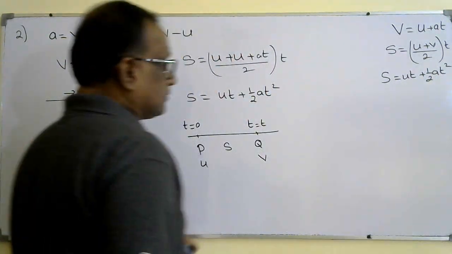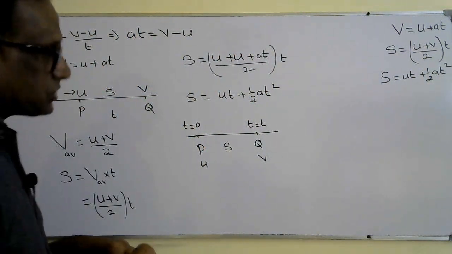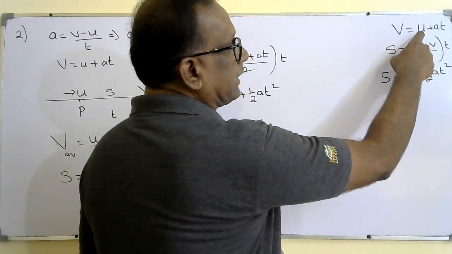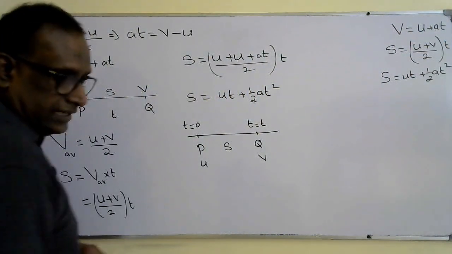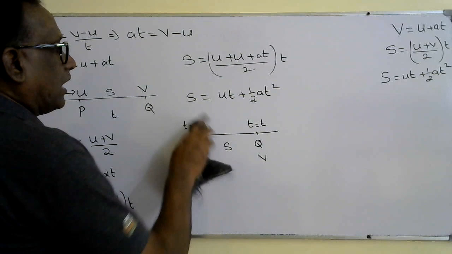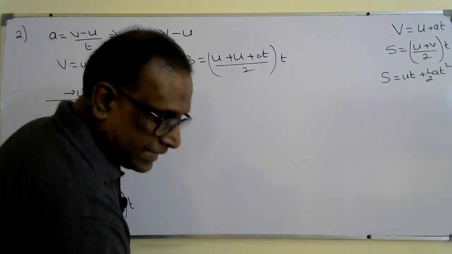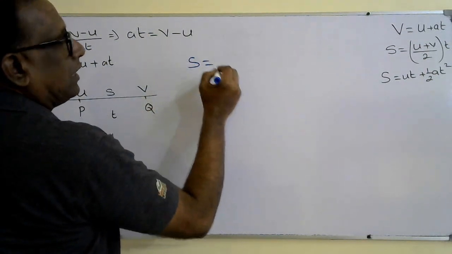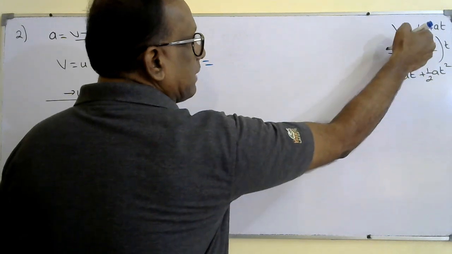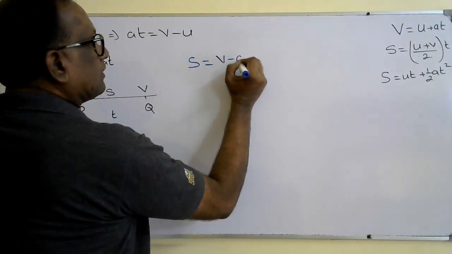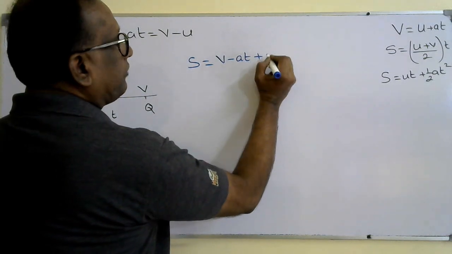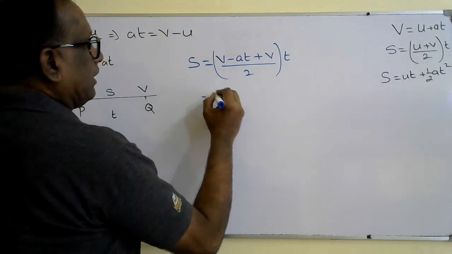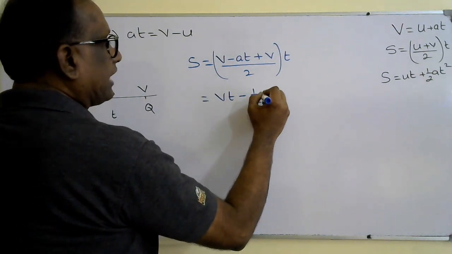Okay, I can get s in terms of v also. I can eliminate u by substituting u equals v minus at. There also I can get an equation for the displacement. So I can write s equals, instead of u, I substitute v minus at, plus v, over 2 into t. So that will be vt minus half at squared.